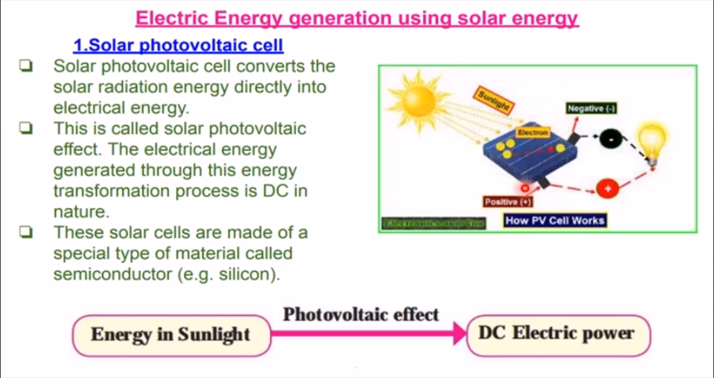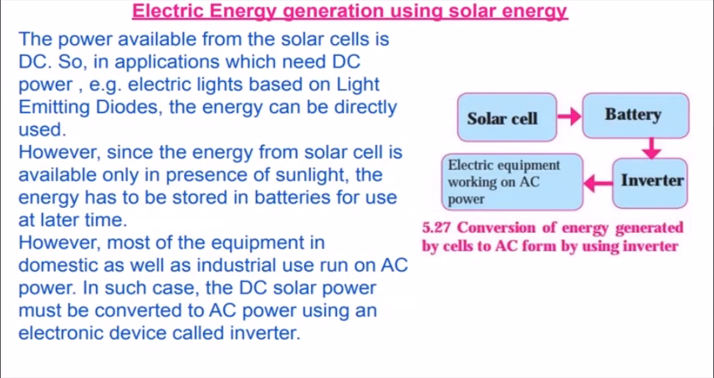So these try to produce electricity, the transformation takes place in them, and then the electricity can be generated. So sunlight, with the help of the photovoltaic cell, can be converted to direct electric power, that is DC electric power. Whatever energy is generated by the solar cell is in DC current.